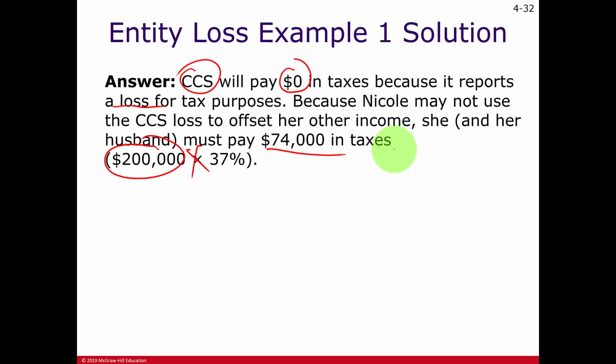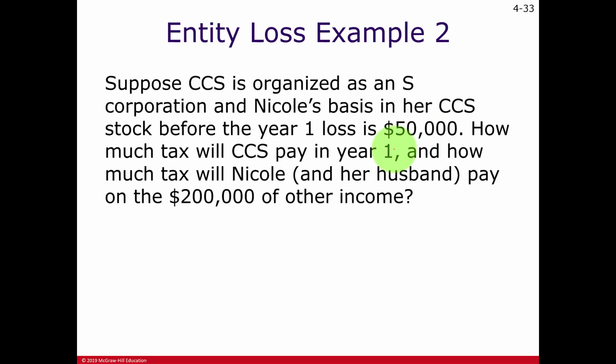Let's make another assumption. Suppose now that the corporation is an S type. So we know this loss is going to flow through to the owner, the shareholder, Nicole. Also keep in mind, if this was not a loss but taxable income for the corporation, that taxable income will be taxed on the shareholder's return, no matter if it was paid out as a dividend or not. In this case, a loss.